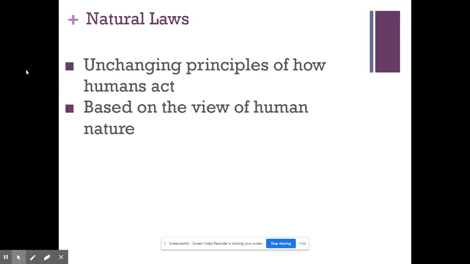Natural laws are the unchanging principles of how humans act. So this goes back to the idea of, do you think people are naturally good, or do you think people are naturally bad? And that's going to influence how you see a state of nature.